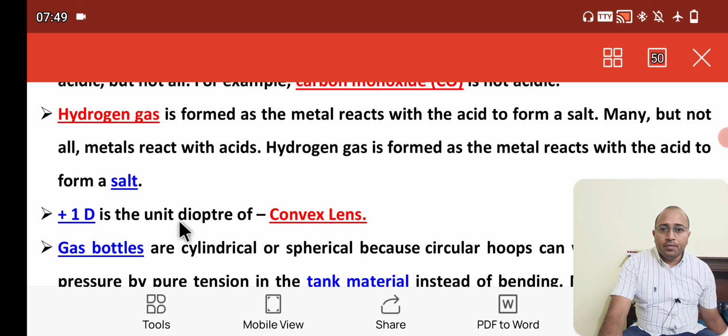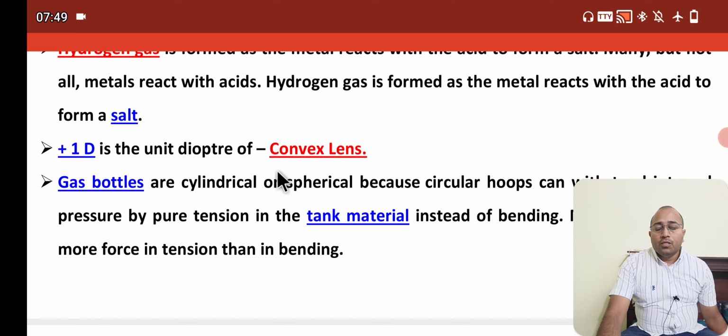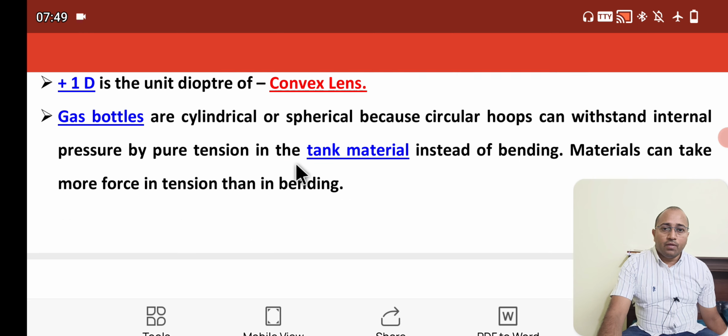Plus one diopter, you know about the diopter. A plus means positive, that is a convex lens. Diopter is the unit in which the power of a lens is measured.